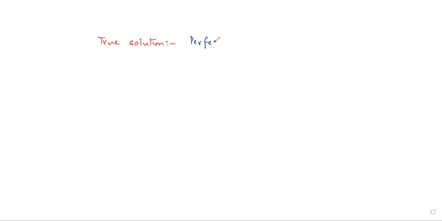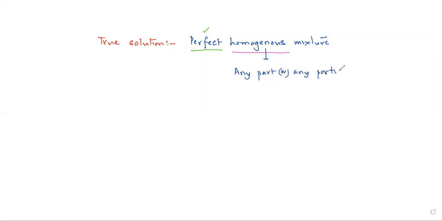It's called a perfect homogeneous mixture. Perfect again because unlike milk, it's homogeneous under any circumstances. Why is it called homogeneous? It's called homogeneous because any part or any portion of the solution will have the same properties. See, a true solution is a perfect homogeneous mixture.